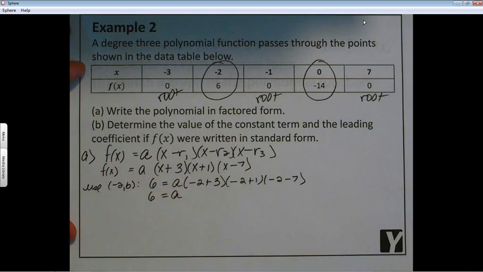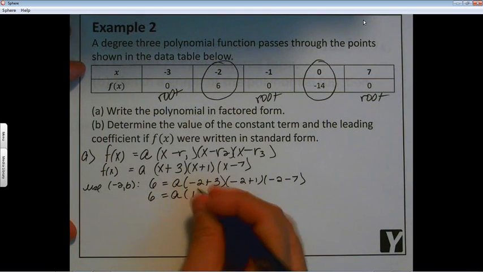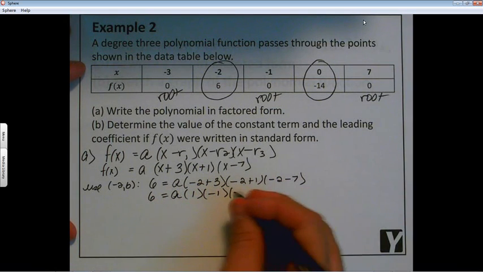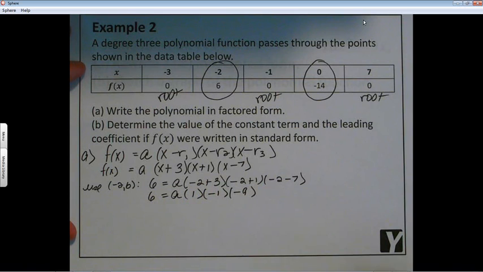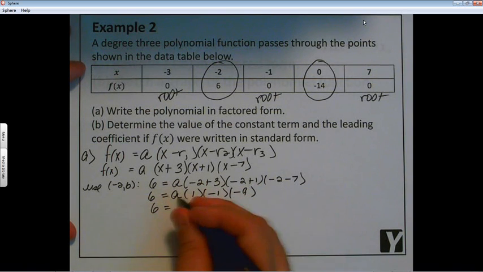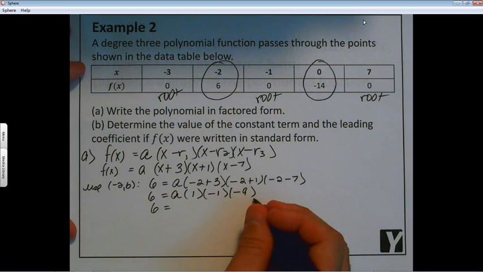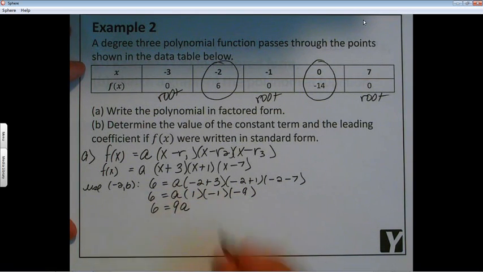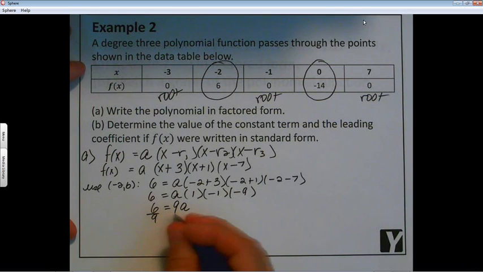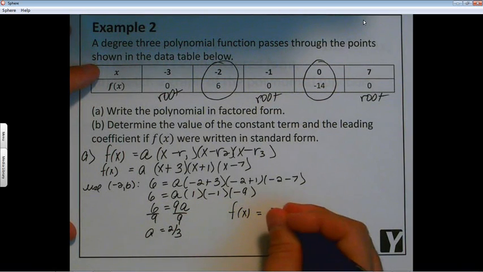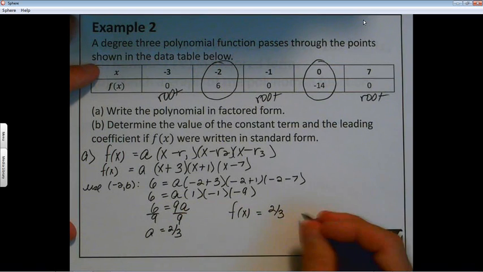So let's see. I'm going to use the point negative 2, 6. You could use the point 0, negative 14. That's probably the smarter choice, but I want to go through this with the point negative 2, 6 so that you can see the work a little more clearly. We know that if x is equal to negative 2, then the y value is equal to 6. So that gets me the equation 6 equals a. X is negative 2. So I'm going to replace all the x's with negative 2.